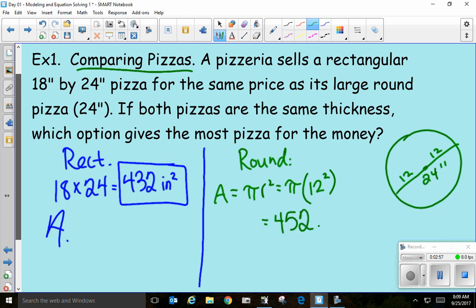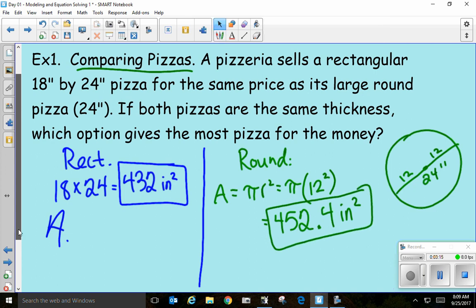452. Give me one decimal place. Round it. It's 0.3 what? 3/8, which means we'll round up to 0.4. Square inches. Which pizza's better to buy? The round one. You're paying the same price. Why would you not have another 20 square inches of pizza?